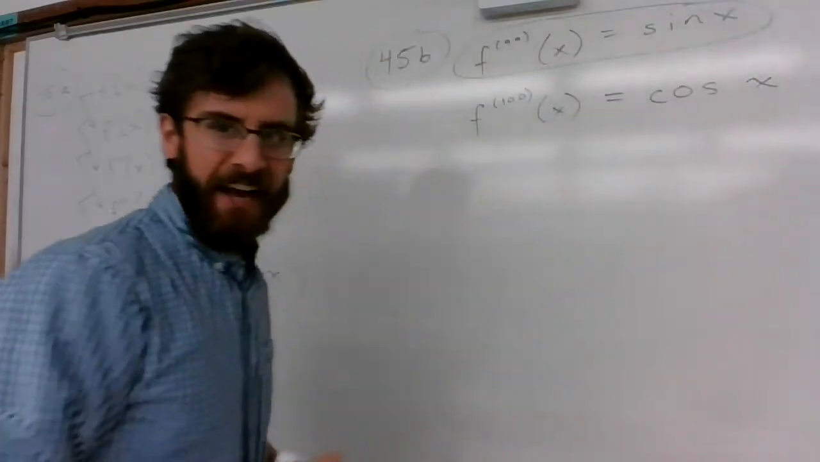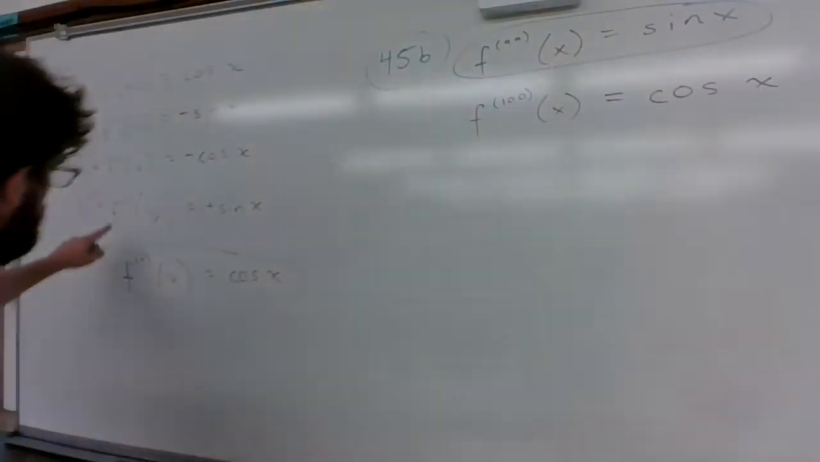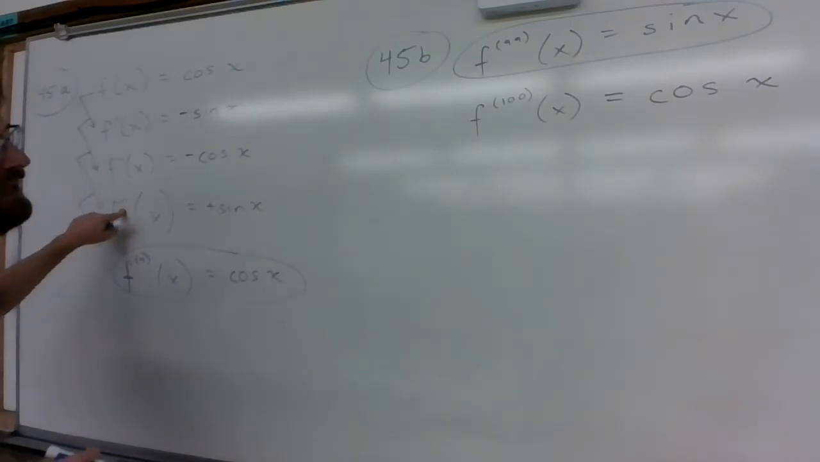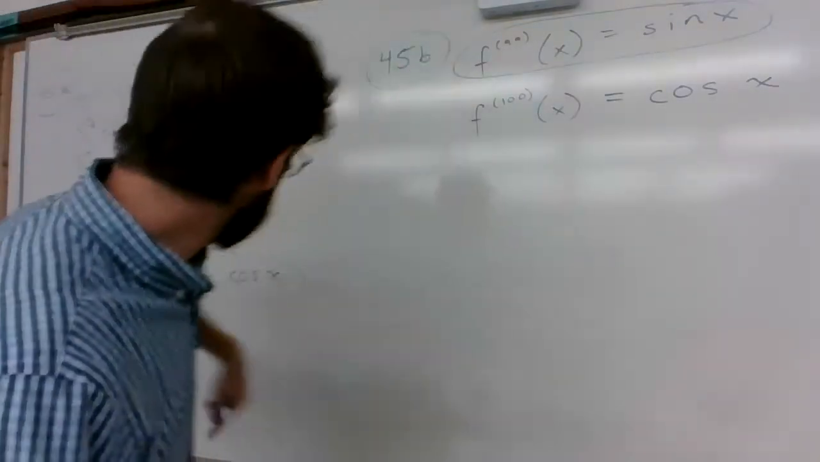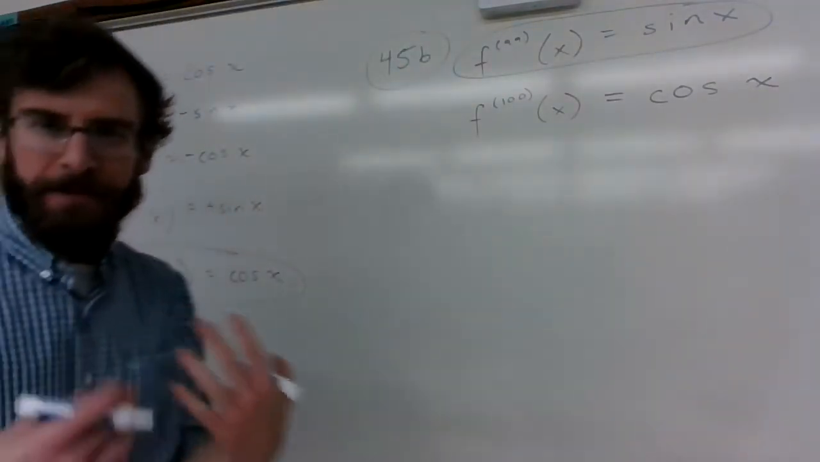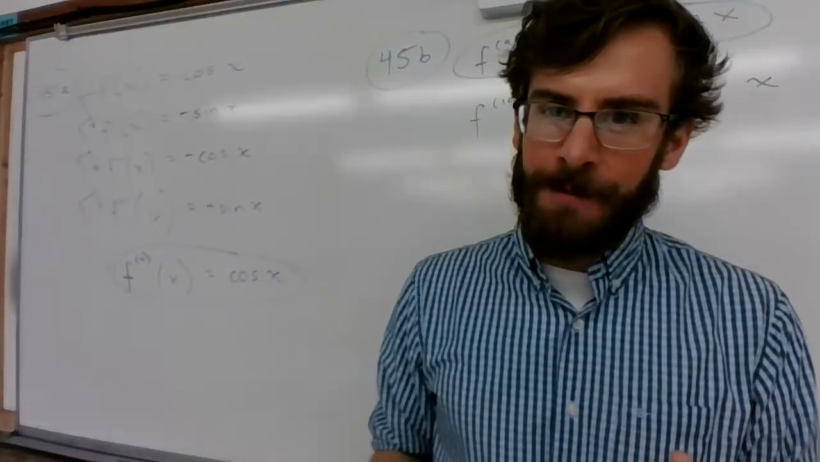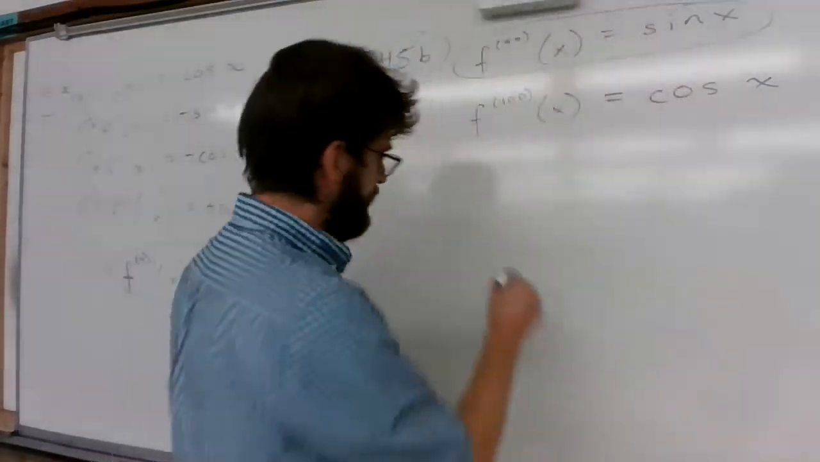So the 99th derivative is divisible by the third derivative. The 98th derivative is divisible by the second derivative. See, it's almost like a game of, remember imaginary numbers?